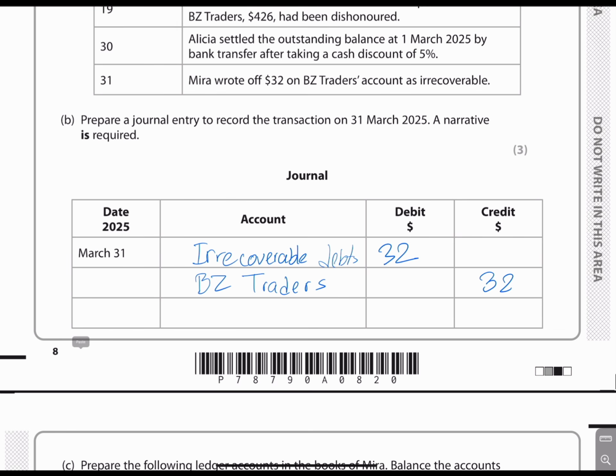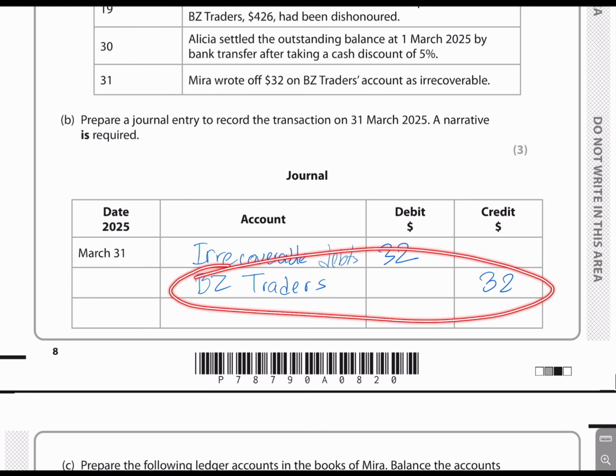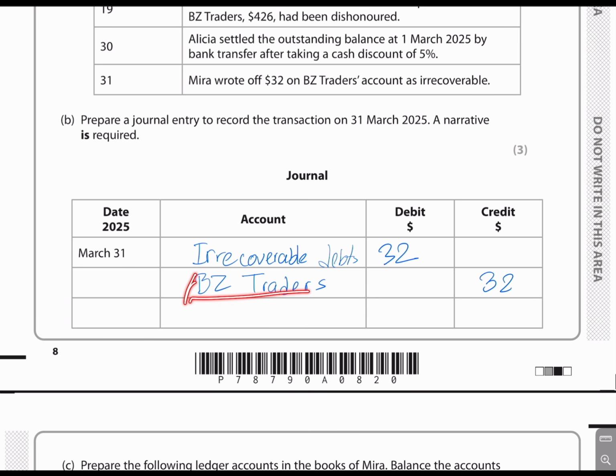Why is it on debit side? Because it is an expense. And why is this on credit side? Because when something is being written off as irrecoverable, it decreases the receivable. Now we can either write trade receivables or BZ Traders. As we have the name of the receivable, we will write the name of the receivable, right? So it also asked us about a narrative. Now what is narrative? You just comment about what is happening on the journal.